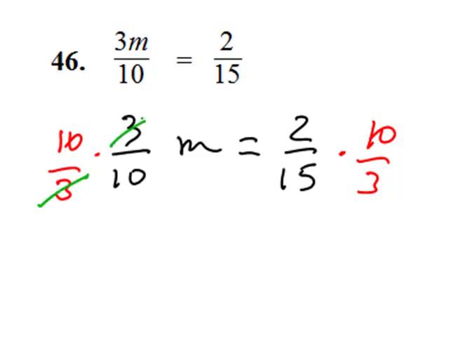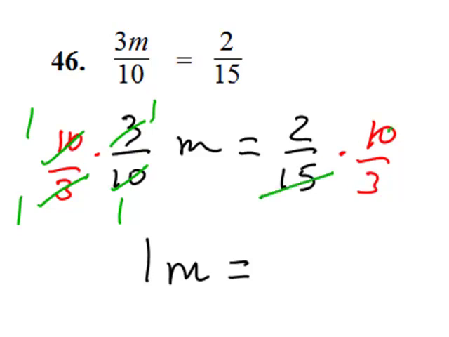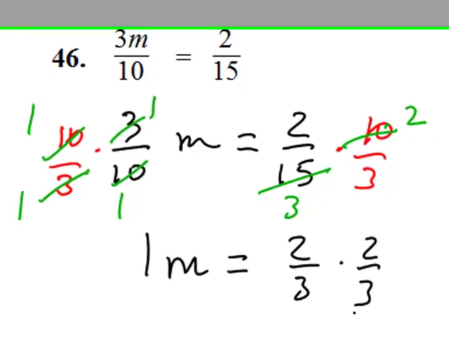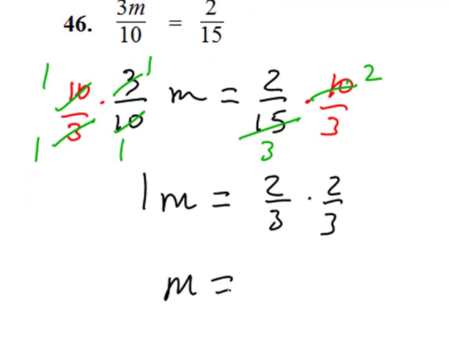3 into 3 goes once for each. 10 into 10 goes once for each. And we have on the left side 1m. On the right side, we see that 2 and 3 do not have anything in common, but 15 and 10, 5 into 15 goes 3 times, 5 into 10 goes 2 times, and so we have 2/3 times 2/3. And 1m can be written as just m, and 2/3 times 2/3 is 4/9.